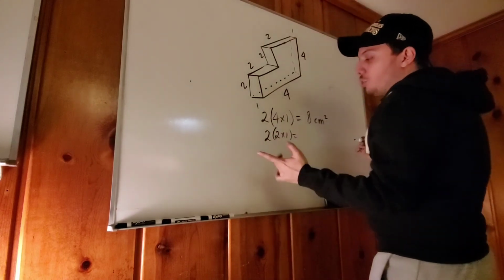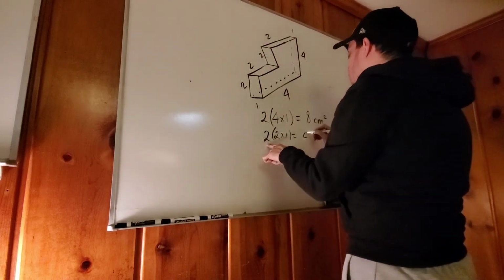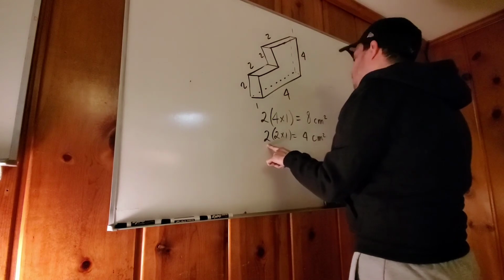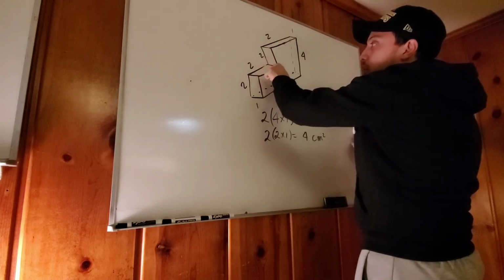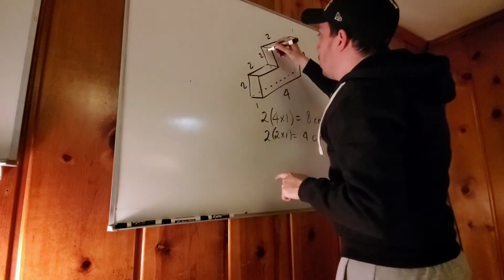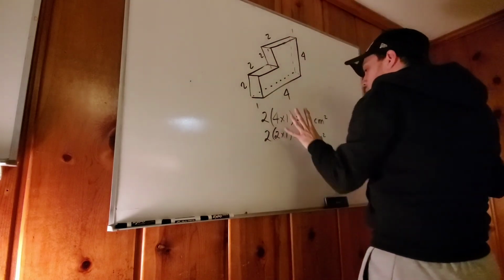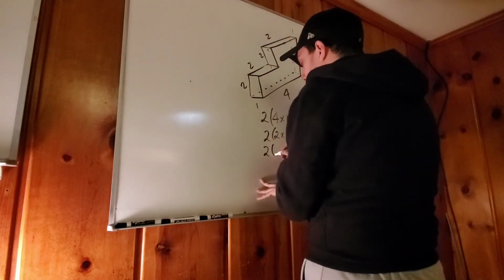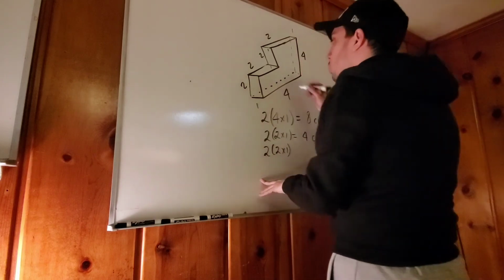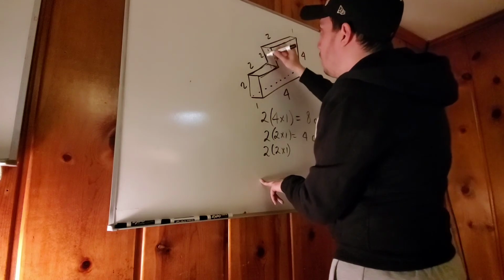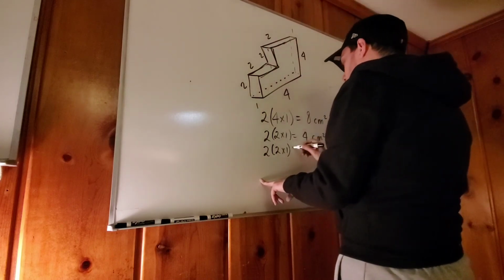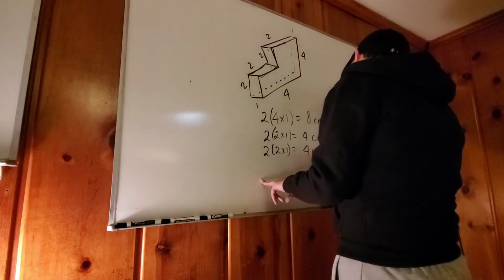2 times 1 is 2. Times 2 is going to be 4 centimeters squared. And then I have 2 times 1 over here. This is again 1, and 2 times 1. You see? So we have another 2 of 2 times 1, another 2 rectangles right here on this and this one. 2 rectangles that are 2 times 1. So it's 4 centimeters squared.